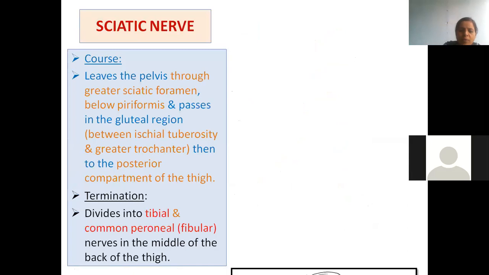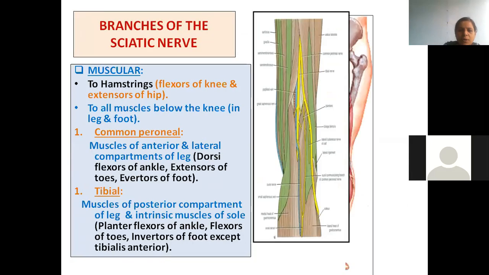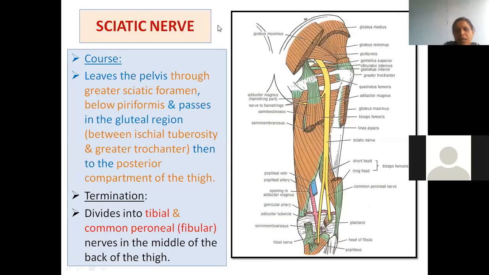Now, when we see this picture, you don't read anything. I'll try to make you understand from here. This is actually the gluteal region. In the gluteal region, the first muscle we have is gluteus maximus. Below gluteus maximus, we have structures under the cover of gluteus maximus like gluteus medius, minimus, piriformis. So piriformis is actually called the key muscle because below piriformis you are finding the sciatic nerve coming out.